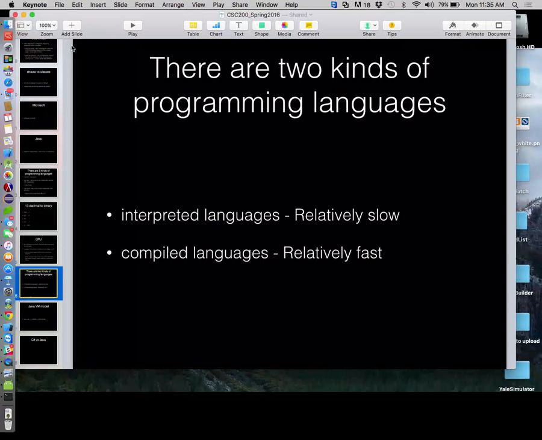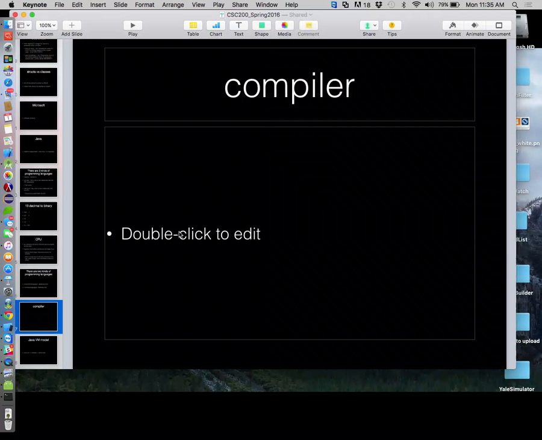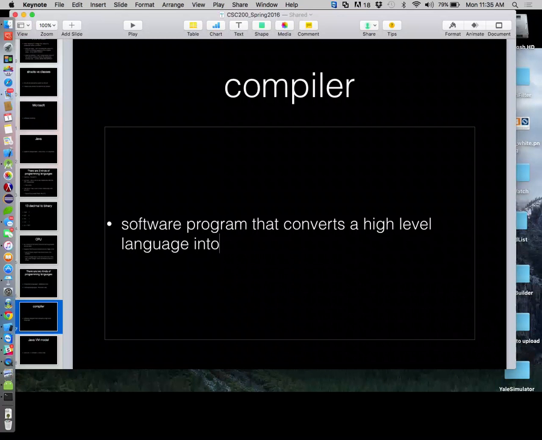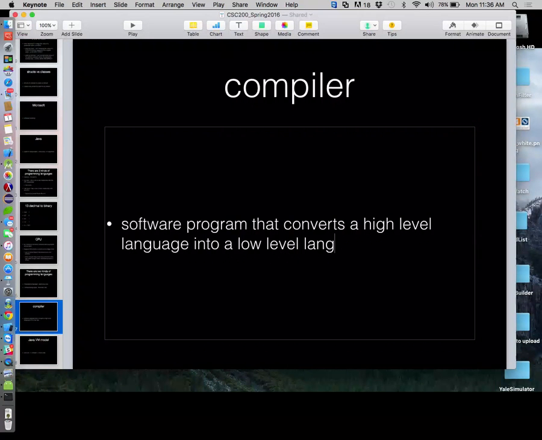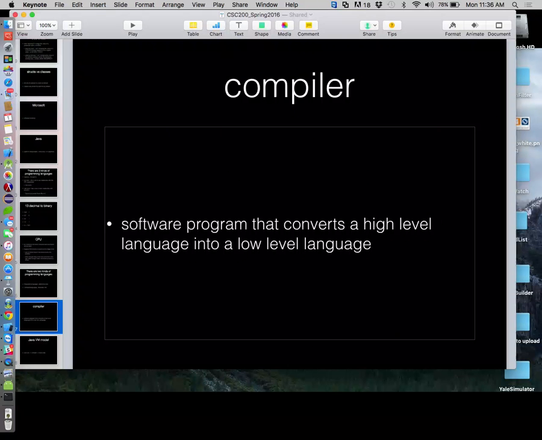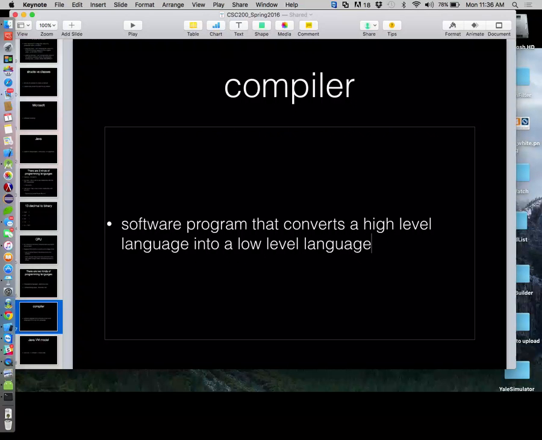Okay, so let's just define quickly here what a compiler is. This is a software program that converts a high-level language into a low-level language. Okay? That's what that tool does. You feed it Java, it spits out bytecode. Okay? So it would turn system.out.println into that wall of assembly code we saw, for example. Something along those lines.